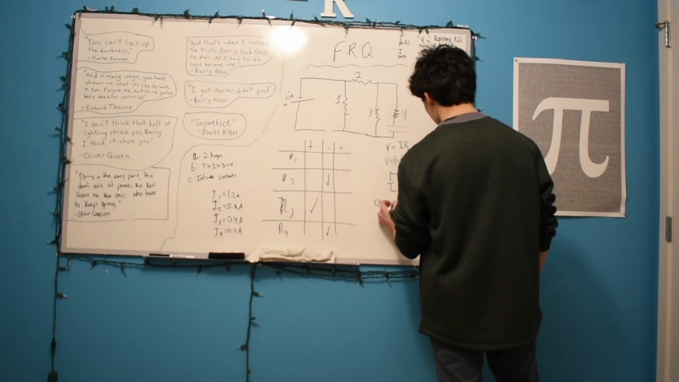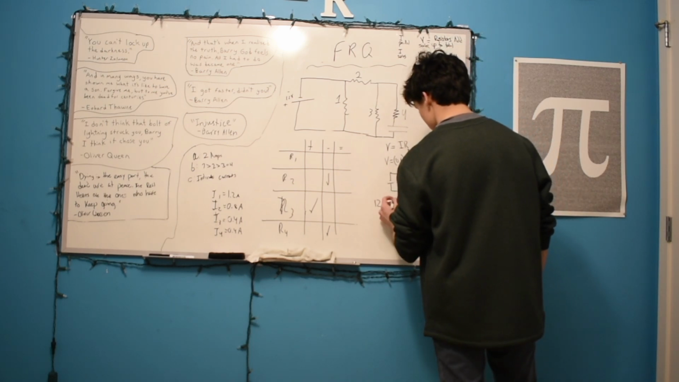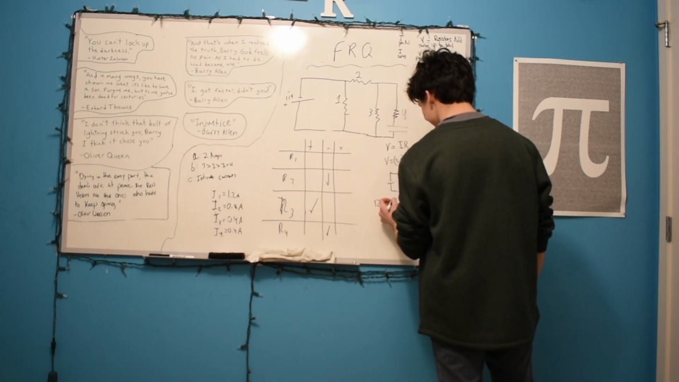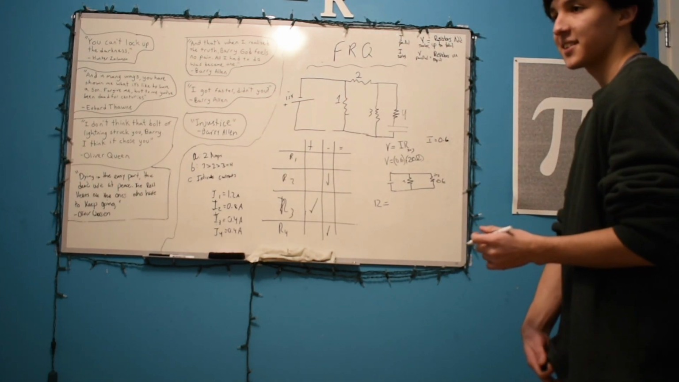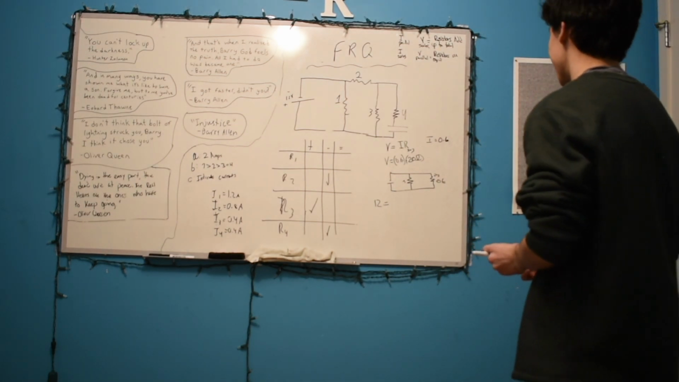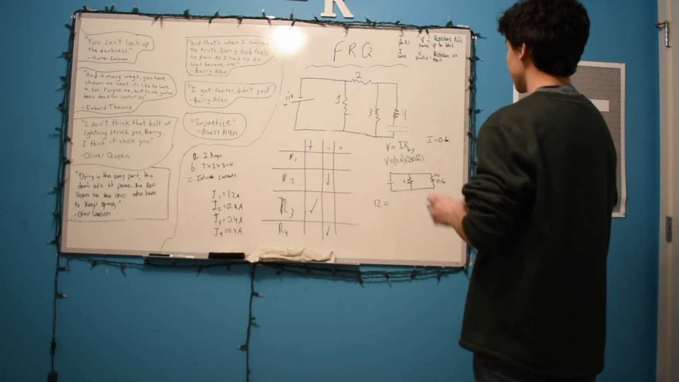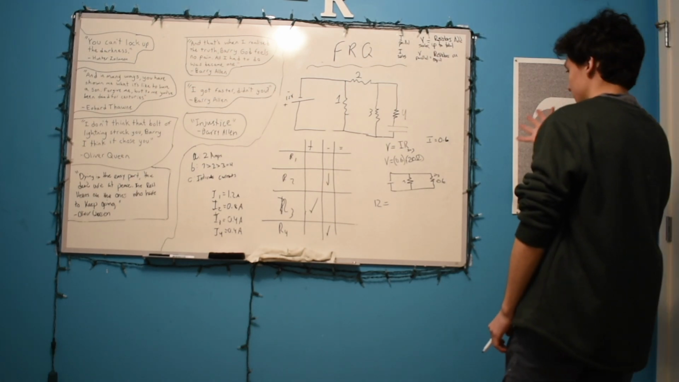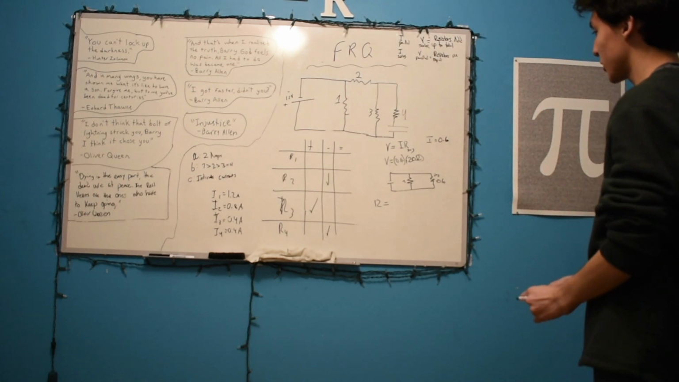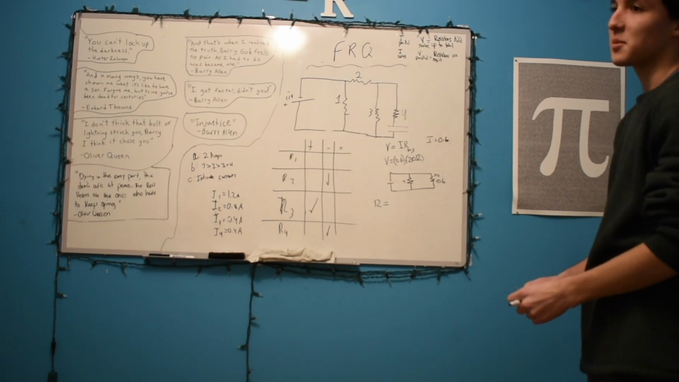12 equals... Total resistance, you can solve for that too. He doesn't even need to, he can just solve directly. How do I solve for the current? Total current, I assume. Total current. You did this in the last one.